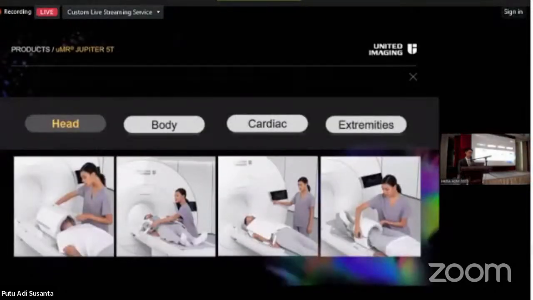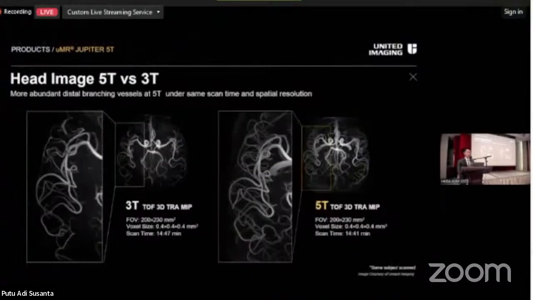This is a very, very interesting field in which 5T can bring you a lot of benefits. The first thing we look at is TOF MRA. Here we have a comparison of the same subject scanned on the 5 Tesla and the 3 Tesla with the same acquisition time and imaging resolution.